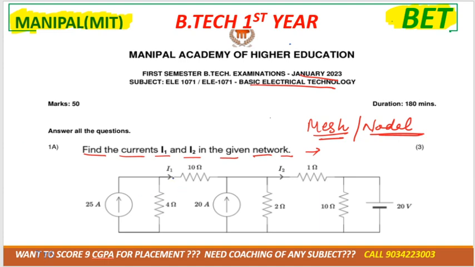Suppose in this I1 is there, so I'm marking over here I1. In this I2 is there, so I'm marking over here I2. Let us consider this one would be I3, this one would be I4, and this one would be I5. Now we'll have 5 meshes. For solving 5 meshes, we should have 5 different equations.